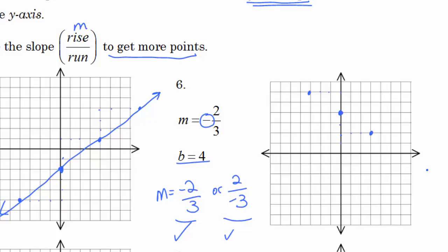Do you see? Collinear. I could, from here, go down 2 and over 1, 2, 3 again if I wanted to. And that does have a negative slope.